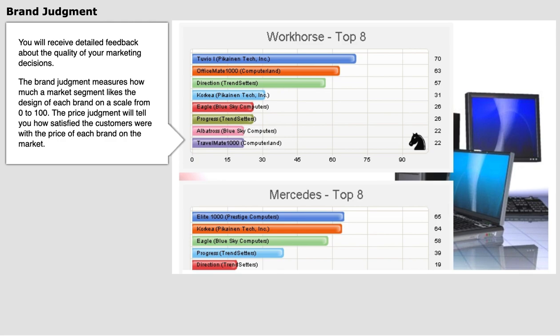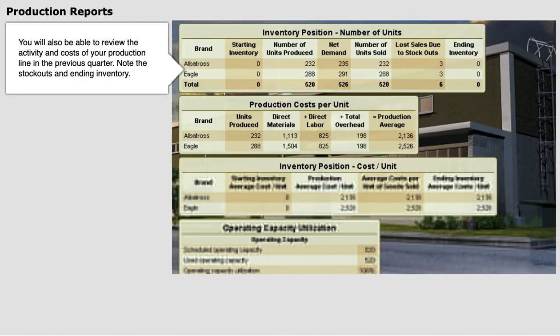You will receive detailed feedback about the quality of your marketing decisions. The brand judgment measures how much a market segment likes the design of each brand on a scale from 0 to 100. The price judgment will tell you how satisfied the customers were with the price of each brand on the market. You will also be able to review the activity and costs of your production line in the previous quarter. Note the stockouts and ending inventory.